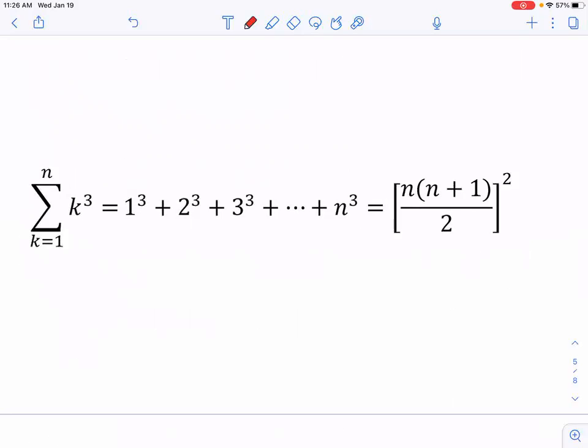All right, are we ready for the next shortcut? If we're going to add up a bunch of cube numbers, does this look familiar right here? Oh, that's the first one, and we just have it squared. Cool.